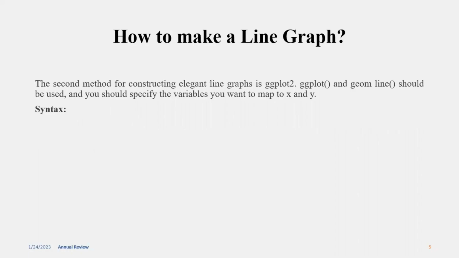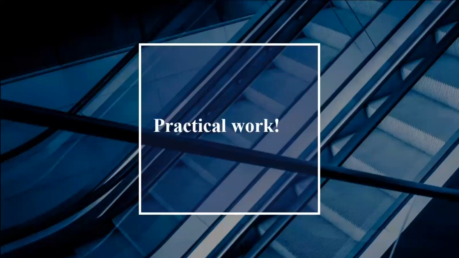The second method for constructing elegant line graphs is ggplot2. The ggplot function and geom_line should be used, and you should specify the variables you want to map to x and y. The syntax is below. Just use the geom_line keyword, pass the first variable, second variable, and some parameters. Now let's do some practical work in our studio.